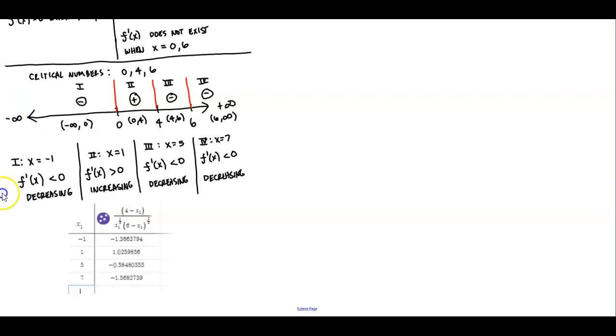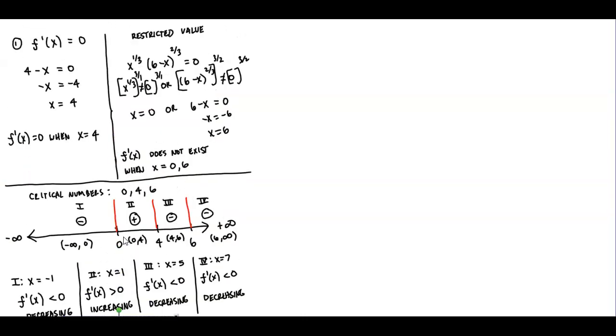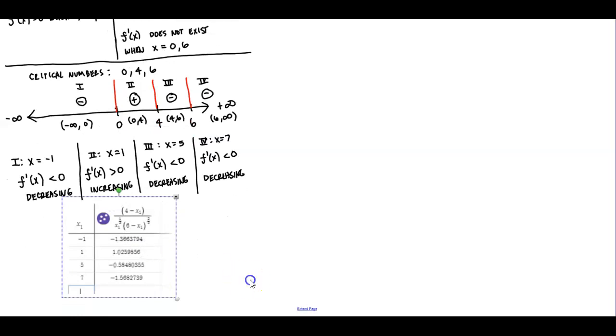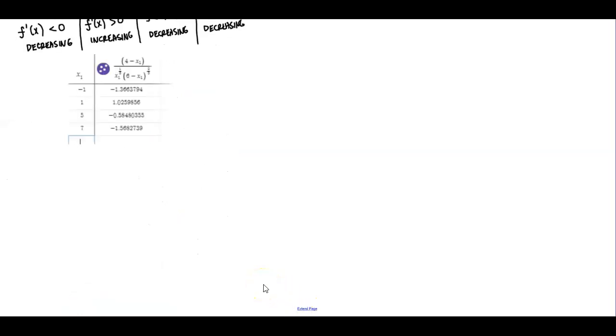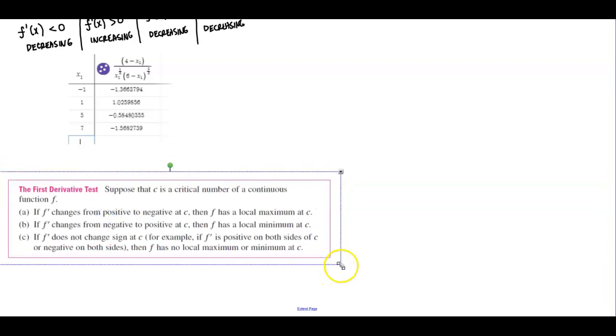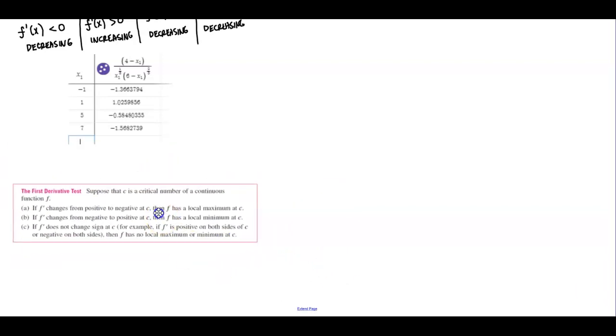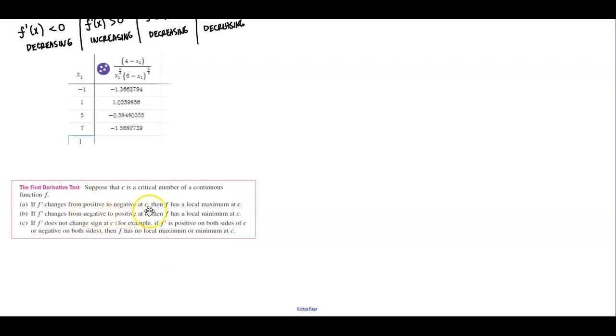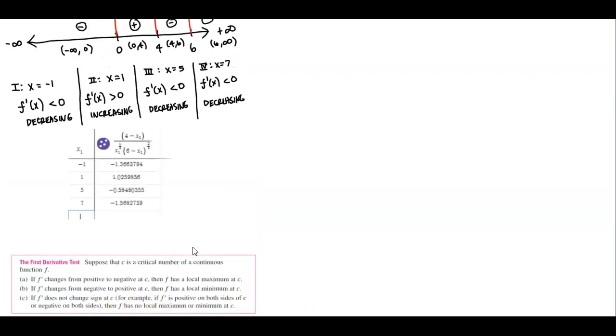Okay, now that we have those numbers, what we want to do is determine what the local extreme values are. So we're going to use the first derivative test. Remember what the first derivative test tells us: if f prime changes from positive to negative at c, then f has a local maximum at c. If the first derivative changes from negative to positive at c, then f has a local minimum at c. And if f prime does not change sign at c, then there is no local max or local minimum at c. So let's take a look at the first one.